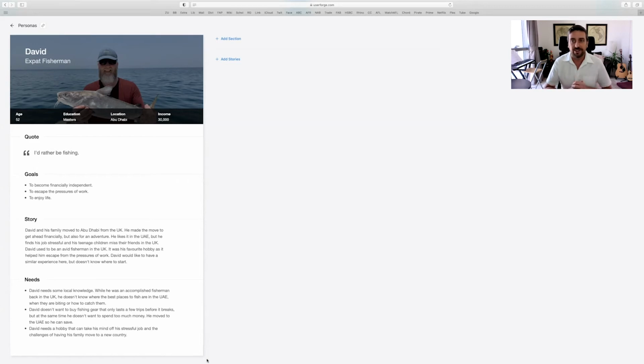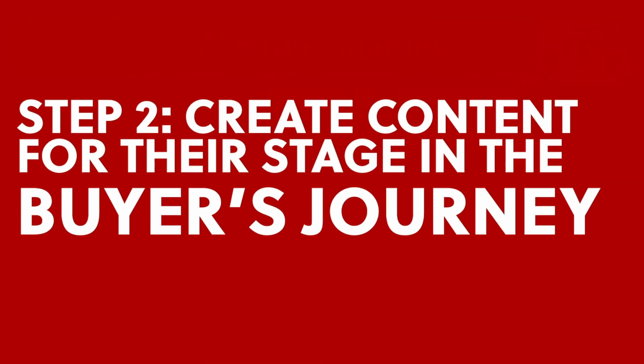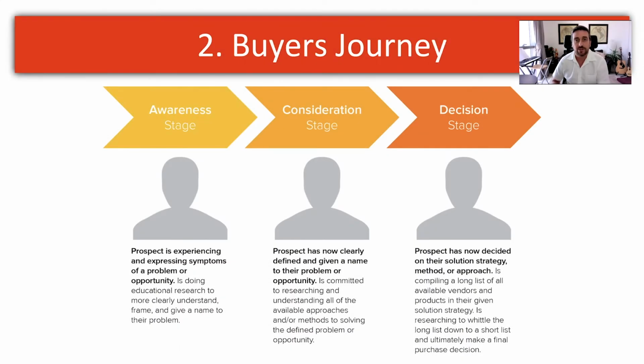The next stage in creating and executing great content is to identify where in the buyer's journey your buyer persona is located. So are you creating content for an individual that is still in the awareness stage? They're just realizing that they have a problem that exists. Or are you creating content for someone who is in the consideration stage, who's actively researching the problem and they're looking for solutions? Or are you creating content for someone who's in the decision stage, who's almost ready to make the purchase and just needs a gentle nudge along the way?